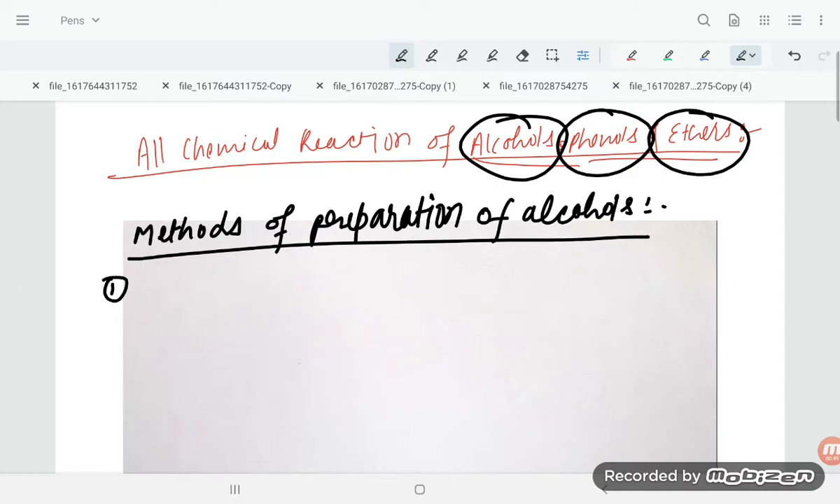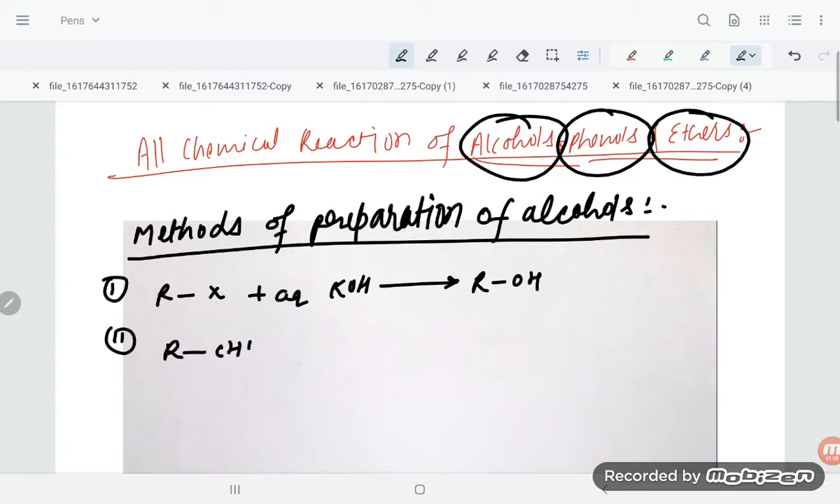If you have an alkyl halide and you take aqueous KOH, it will undergo a substitution reaction and give ROH. That is the first method. The second method, students, is by reduction of carbonyl compounds.